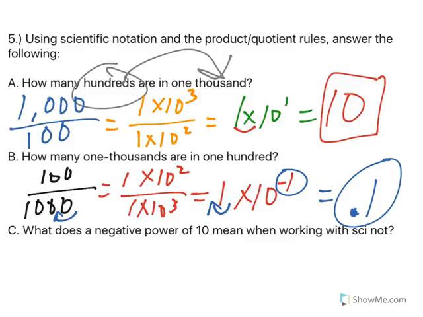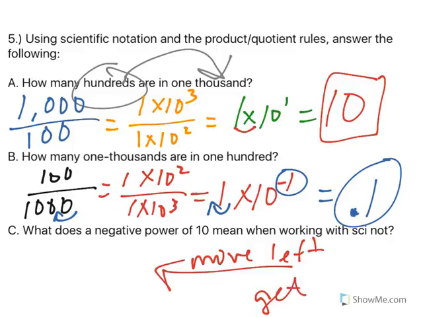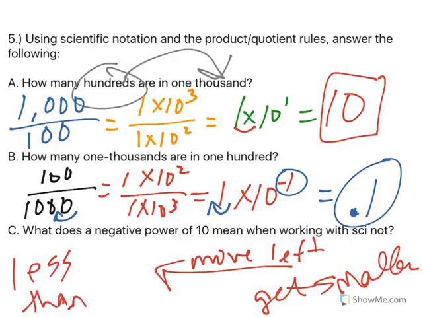Now, what does a negative power of 10 mean? Well, a negative power means you move to the left. So you move left, your number gets smaller. If you have a negative exponent, it means a small number. When I talk small numbers in scientific notation, we're talking less than 1. Okay, so negative exponents less than 1. And if you have a positive exponent, right, like these numbers up here, positive exponent means bigger than 10. Because remember, scientific notation is between 1 and 10. So small number means less than 1, big number, bigger than 10.